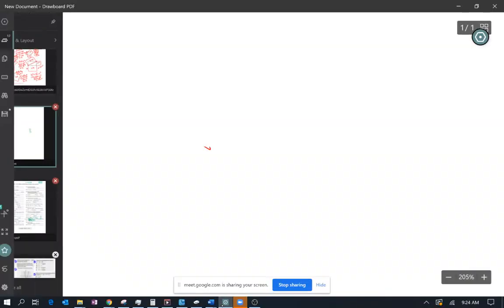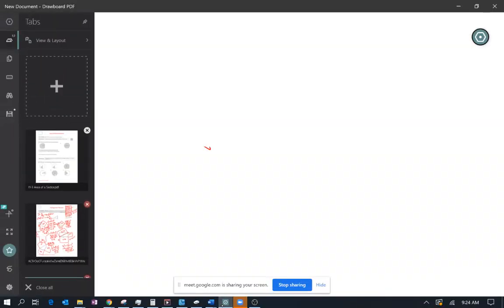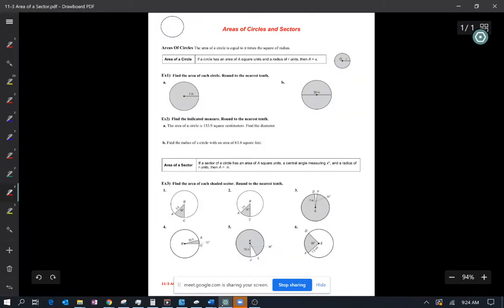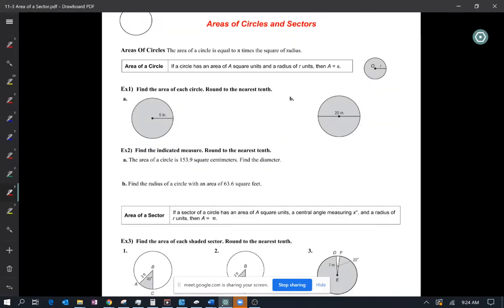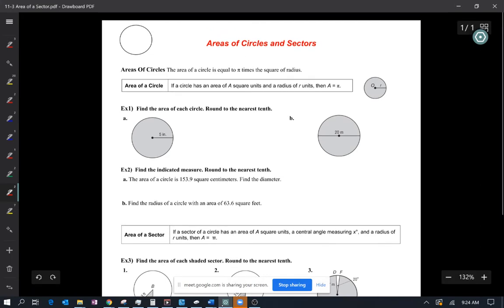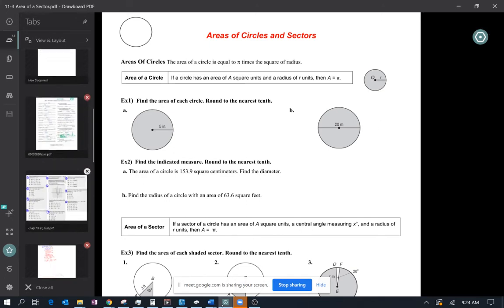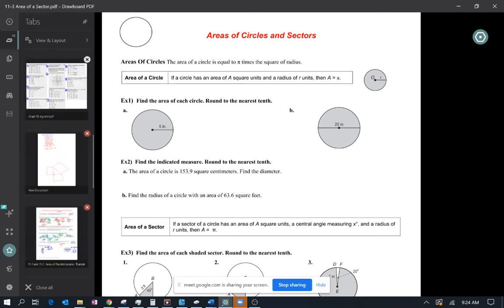All right, so today we're going to talk about areas of sectors. Earlier in this 6 weeks, we talked about perimeters of sectors, or arc length. We're going to use the same concept to do these. If you understood that, then you're not going to have any problems with this. This is pretty easy.